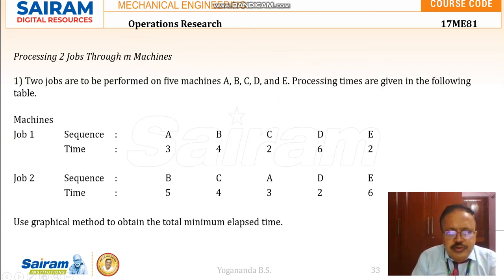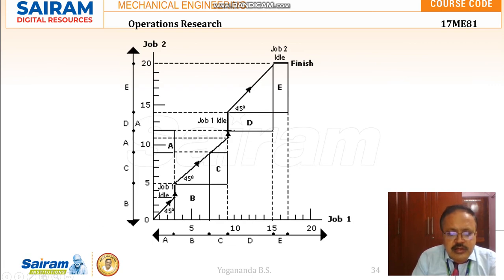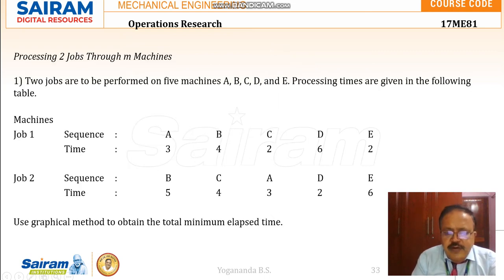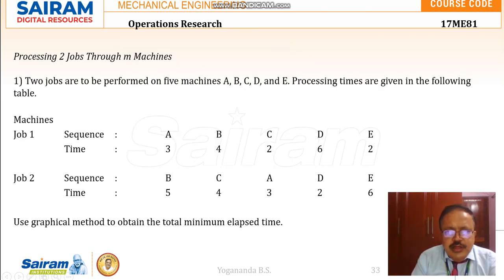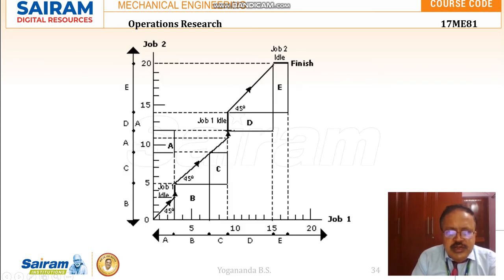Then 7 plus 2 is 9. So on the 9th division, drawing one vertical lighter line. Then 9 plus 6 is 15. So on the 15th division, drawing again a thin vertical line. Then 15 plus 2 is 17. So on the 17th division, drawing one vertical line. All these lines drawn will be thin in the beginning. So that is marked on the x-axis.